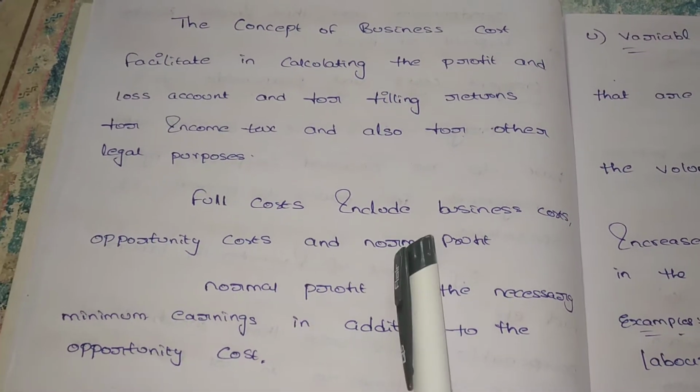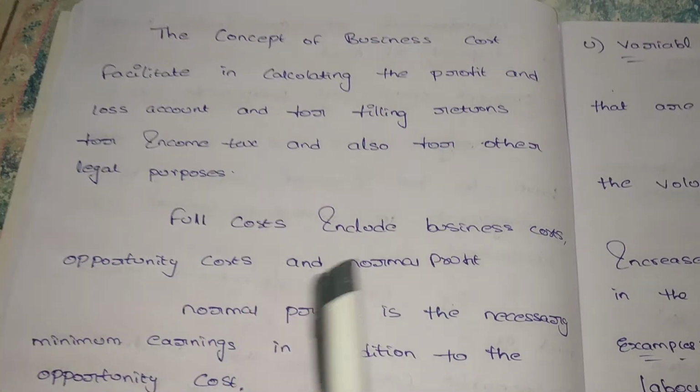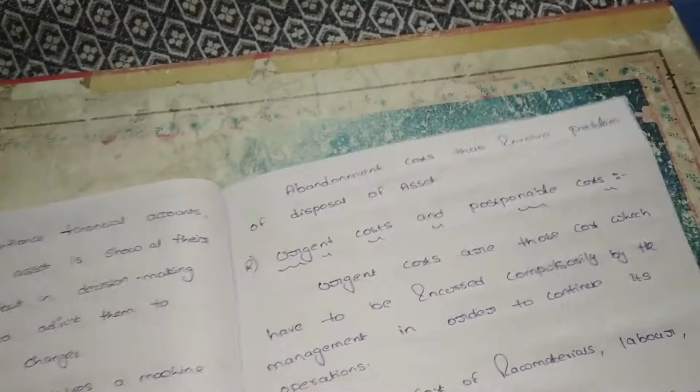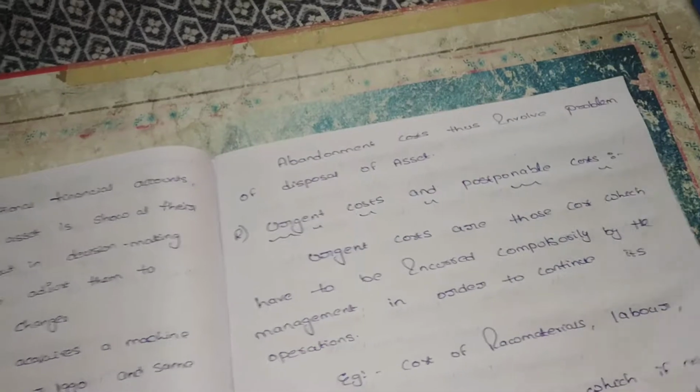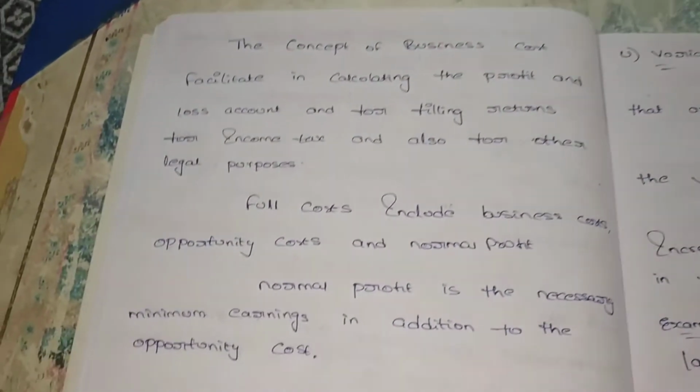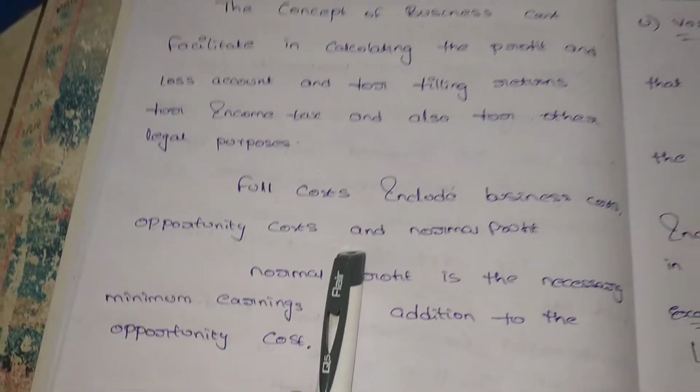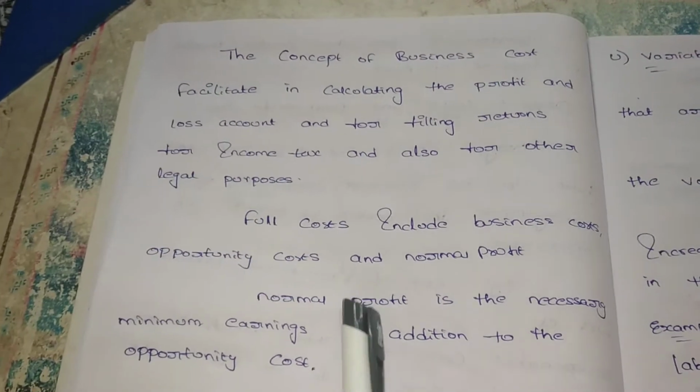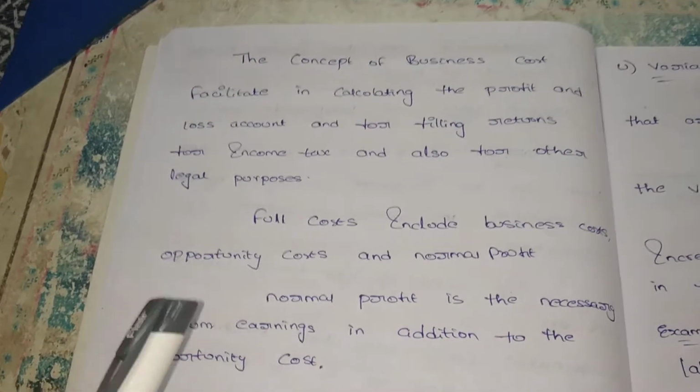Full cost includes business cost, opportunity cost and normal cost. Here we are discussing what is business cost and full cost. Already we discussed what business cost is, and next we are discussing what full cost is. Full cost includes the business cost. We know what business cost is.